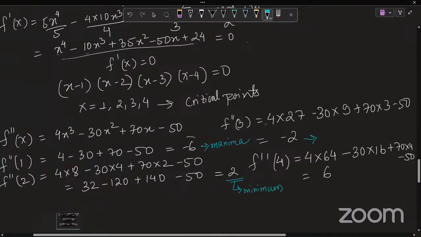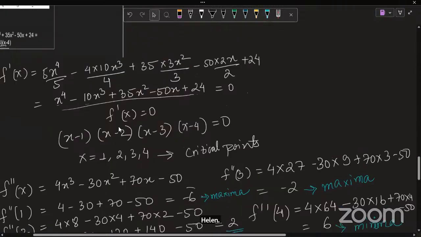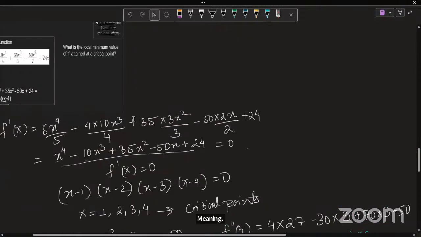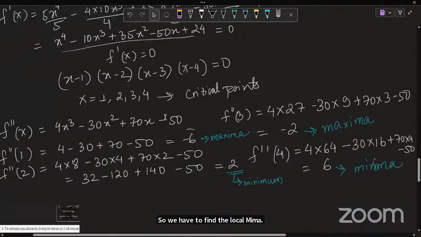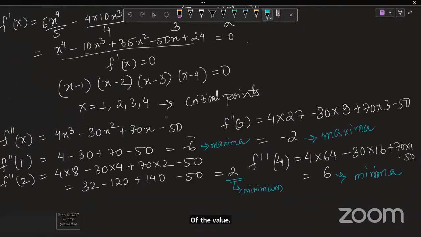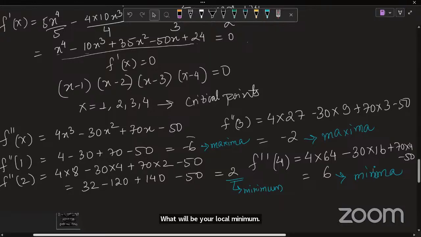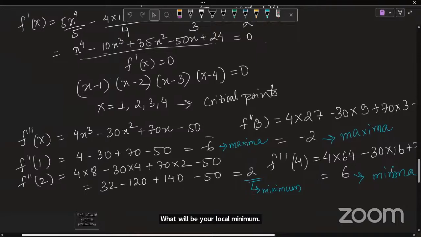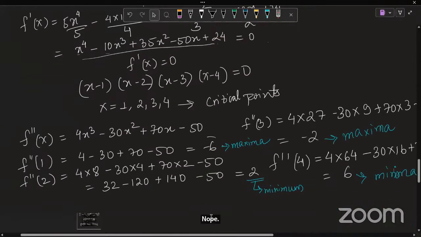And this one is maximum again. When x equal to 3 we are getting a maximum, and at x equal to 4 we are getting 6. This is our minimum. So we have to find the local minima of the value. So what will be our local minima? 4 will be our local minima.